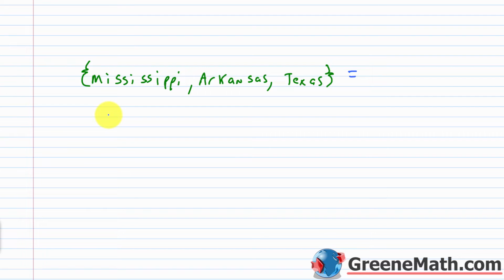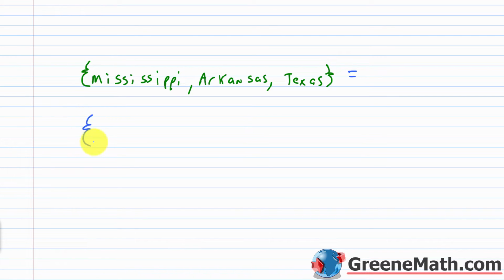As another example of this, let's think about the states that border Louisiana. My home state is Louisiana, and so the states that border it are Mississippi, Arkansas, and Texas. So this is the set whose elements are the states that border Louisiana. And this would be equal to the set with the same elements just reordered.